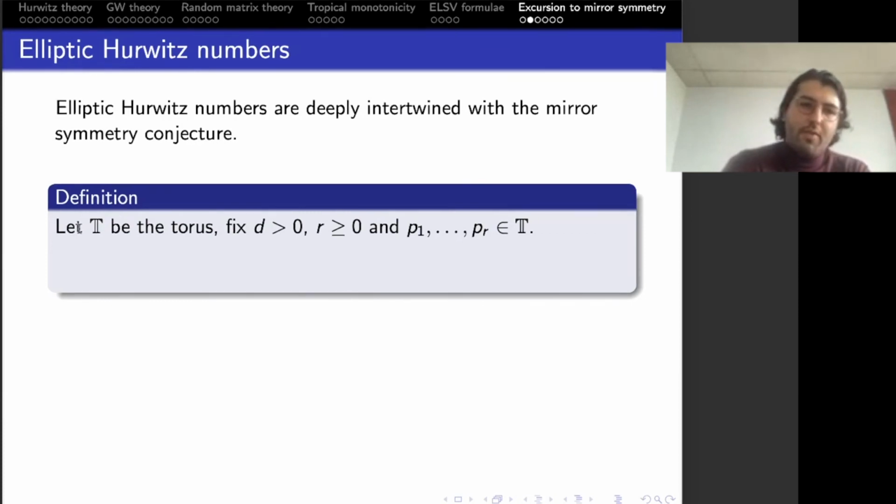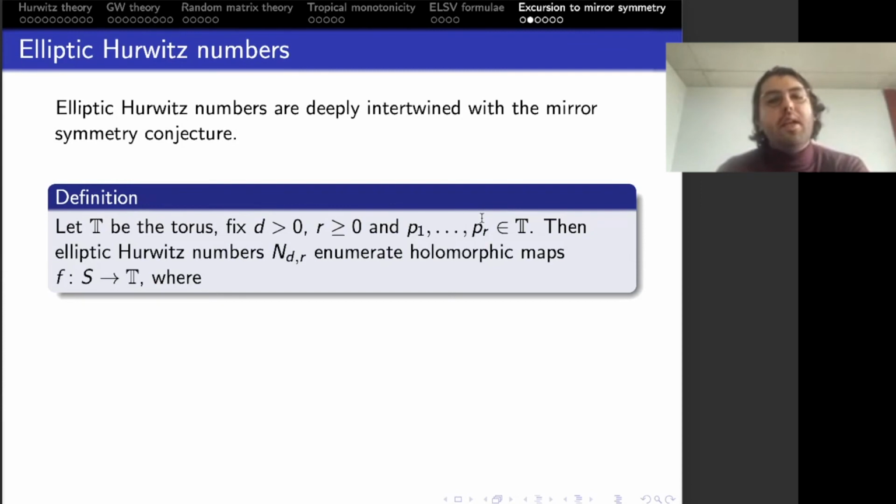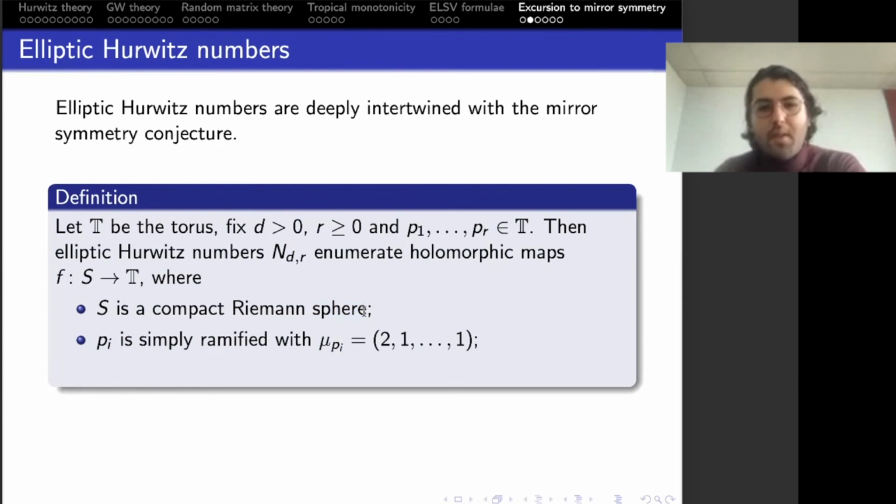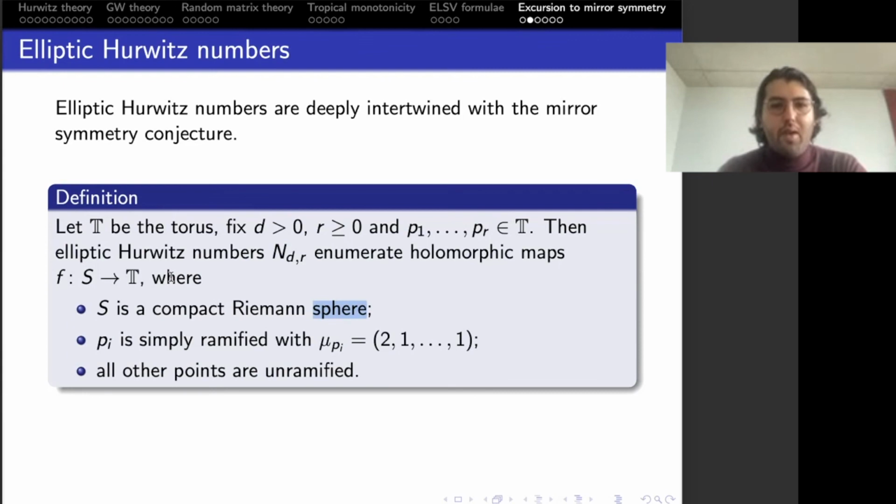So the definition works as follows. We fix a torus T, a positive integer d, a non-negative integer r, and we fix r points on the torus. Then the elliptic Hurwitz number N_{d,r} enumerates holomorphic maps π from S to the torus, where S is a compact Riemann surface, and π is simply ramified. In other words, the ramification profile is 2 and then only once, and all the other points on the torus are unramified. These are non-constant holomorphic maps from a Riemann surface to the torus.